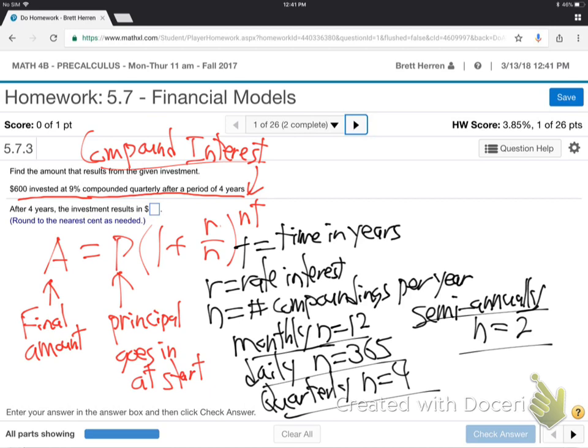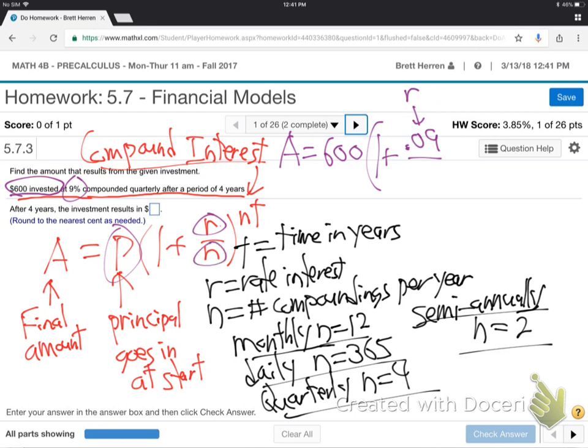So how do we use it? Let's plug this stuff in there. A equals P. Do we know the principal? Yeah, that's the 600. $600 is invested. That's the principal investment. That's the P. Parenthesis 1 plus R over N. Do we know R? It's the 9%. So R is going to be 0.09. 9%, make it a decimal.